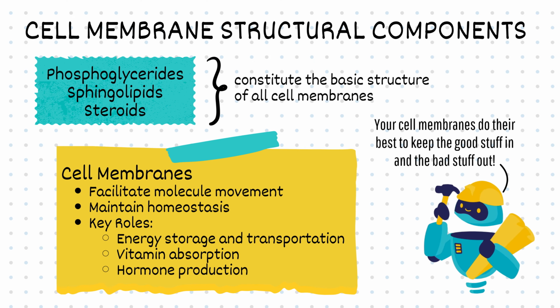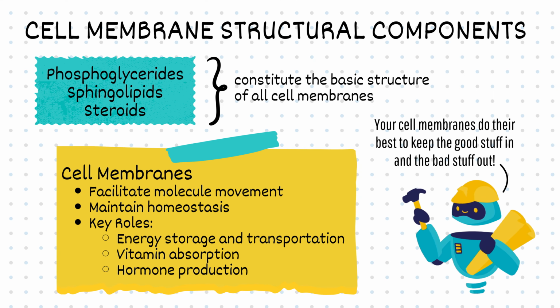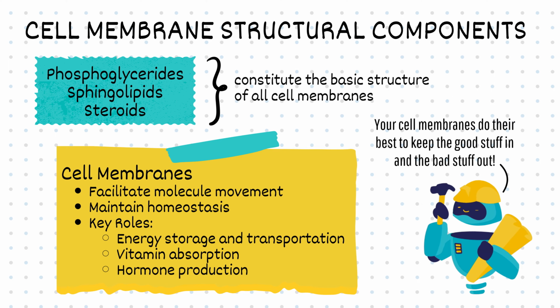They form part of cell membranes, helping to control the movement of substances into and out of cells. Their key roles include energy storage and transportation, vitamin absorption, and hormone production. These combined functions are critical for the overall health and functionality of the organism, ensuring that cells operate efficiently and maintain a balanced internal environment.